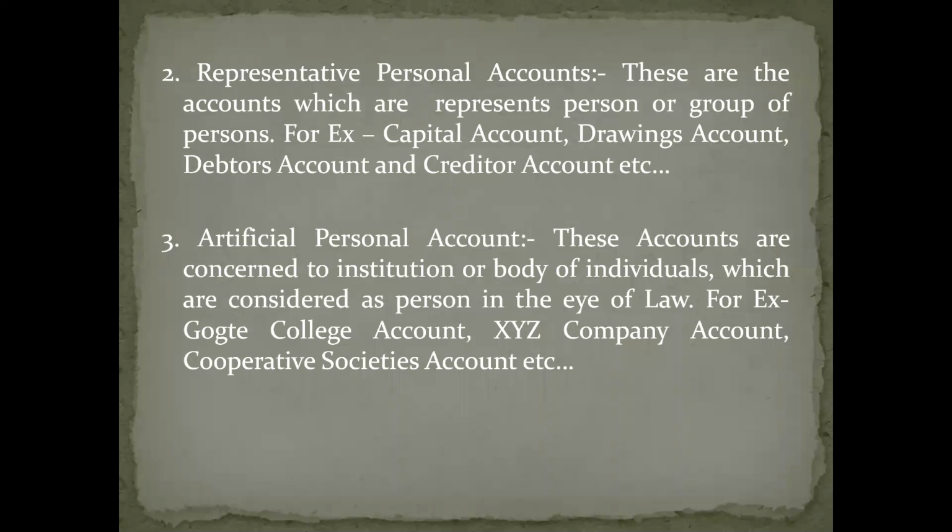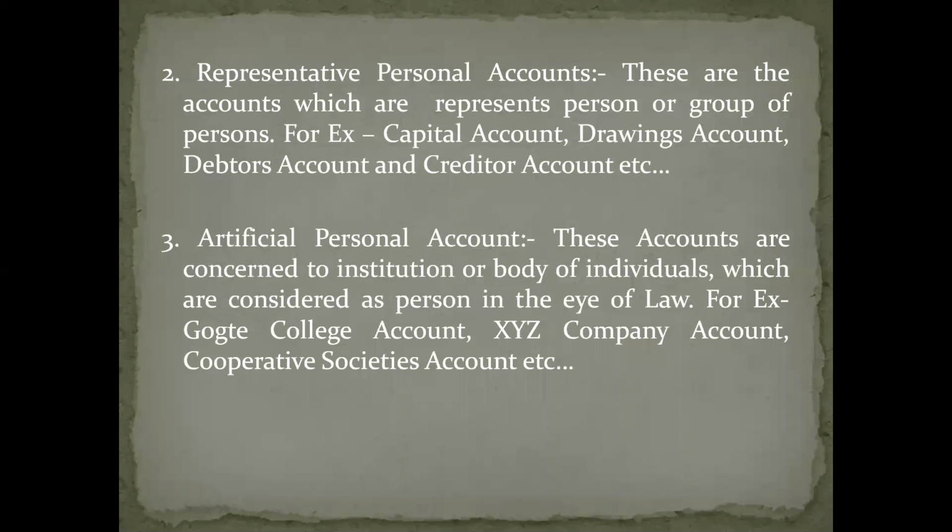See here, in the eye of law or as per law, companies and institutions are considered as what? They are considered as artificial persons. Understood? So the account that deals with these institutions, companies, firms, organizations, or body of individuals is called as what? It is called as artificial personal account. Here are some examples like Gokhale College of Commerce. Gokhale College of Commerce account is an artificial personal account because the college is created under law as per the provisions of certain laws of the government. Understood? XYZ company account is also created under law as per Companies Act 1956 or 2013. Then cooperative societies account. Even cooperative societies are created under the law. So these all are called as what? They are called as artificial personal accounts.